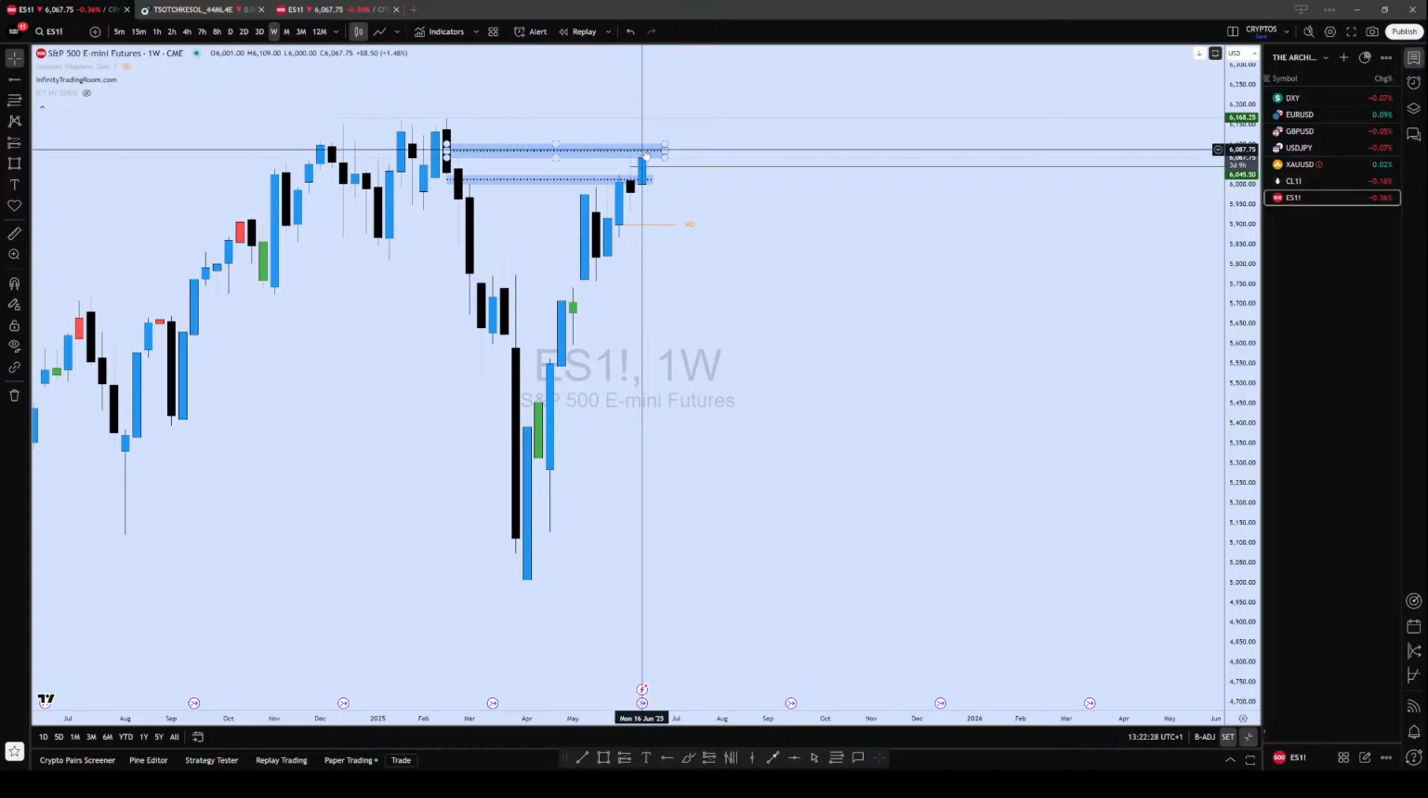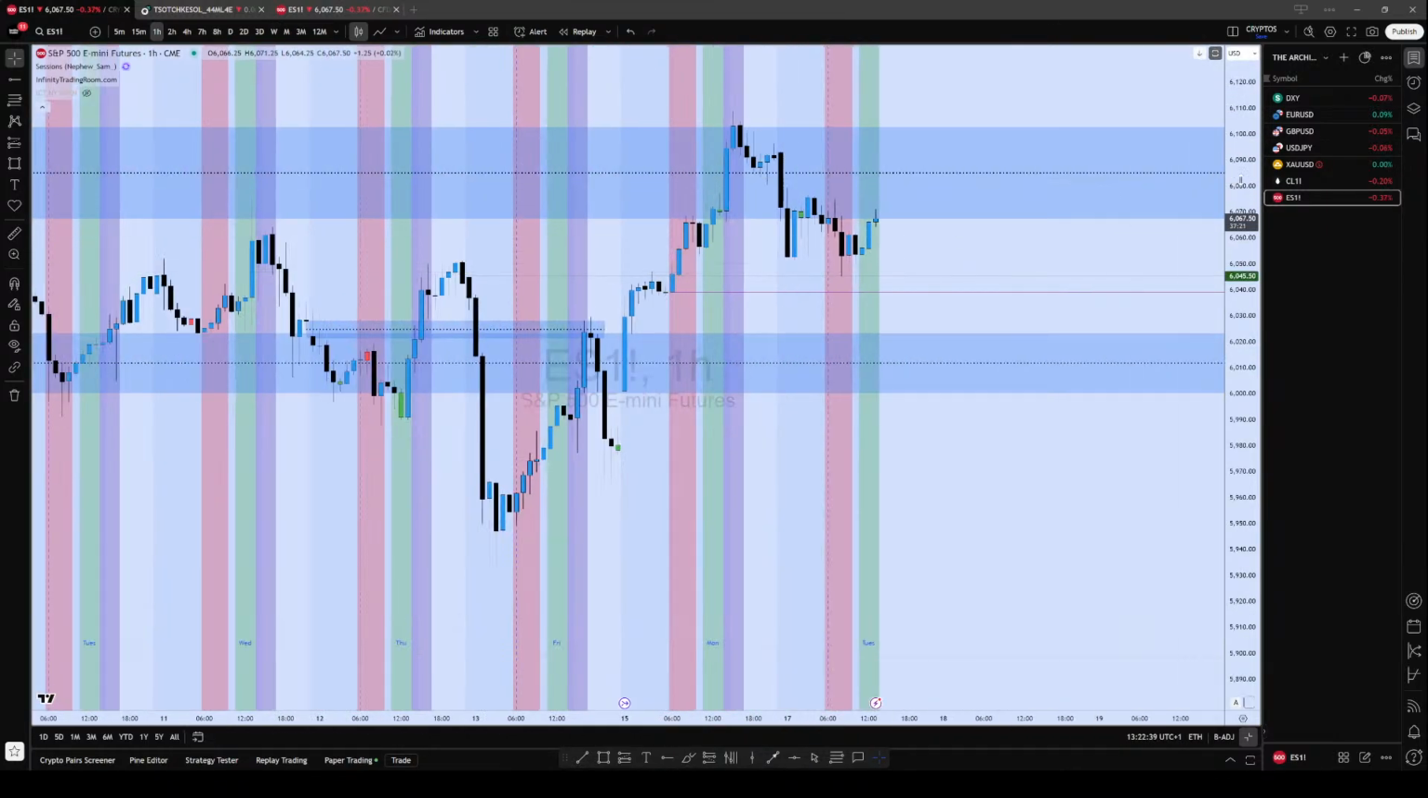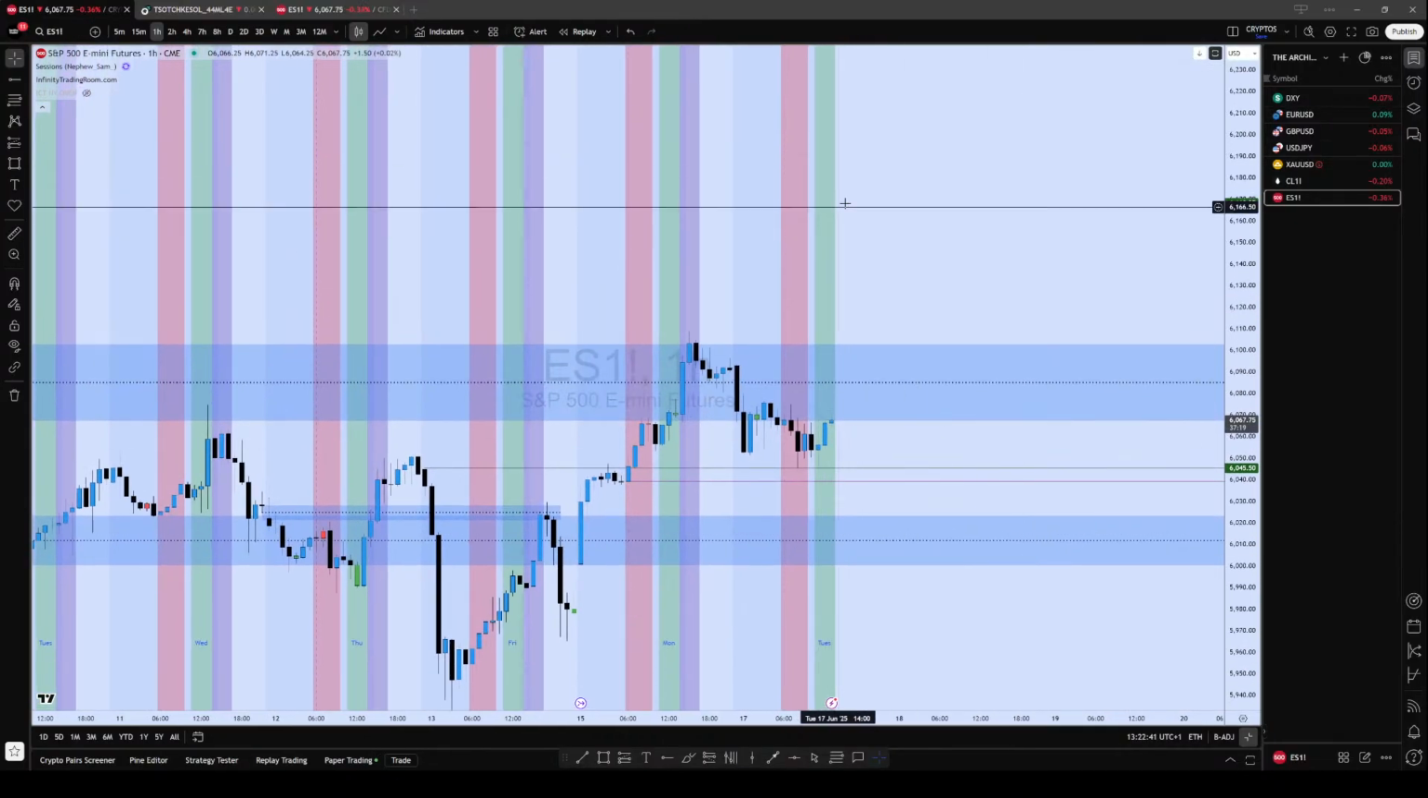All right, so I'll leave this one up to you. If you want to buy it, then wait for New York session, look for a fair value gap to form, then buy, and then you start aiming for the all-time highs again, 6168.